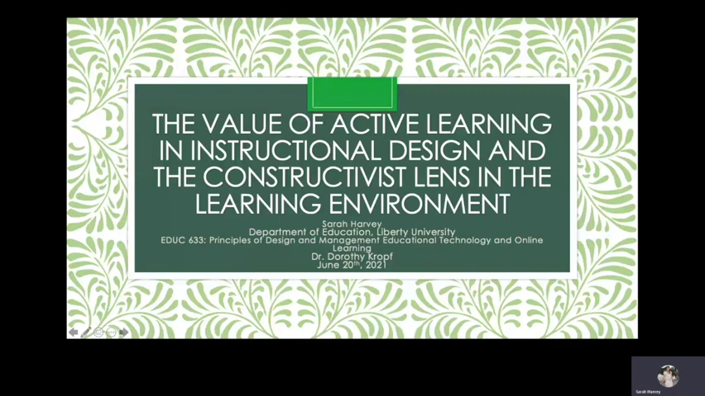For today, we are going to be talking about two specific concepts of instructional design. The first one that we are going to focus on is the value of active learning in instructional design and the constructivist lens in the learning environment. Active learning and constructivism are very similar to one another. They coexist with one another, have very similar definitions. So I thought that it was fitting that we talk about both of them cohesively.